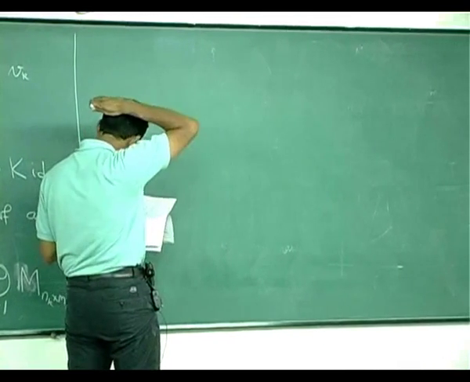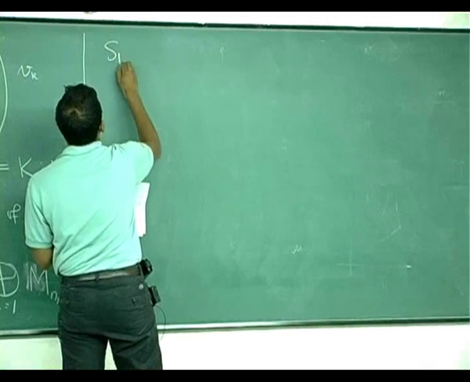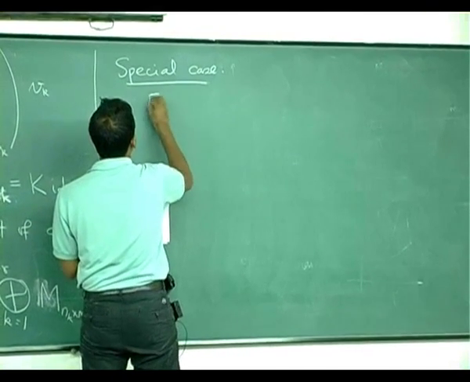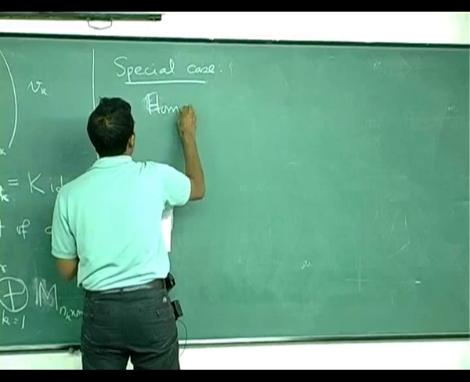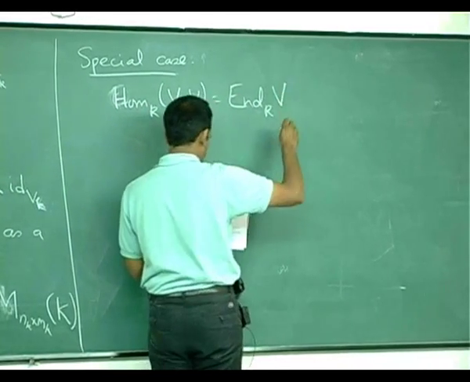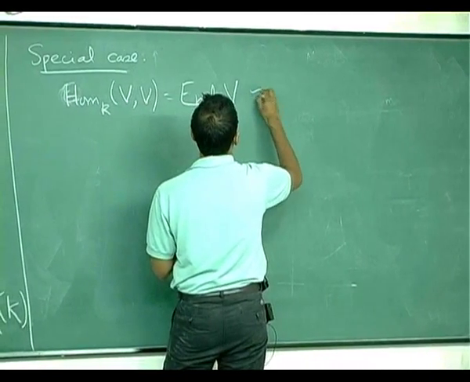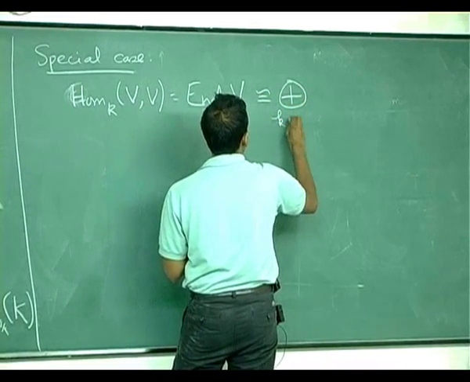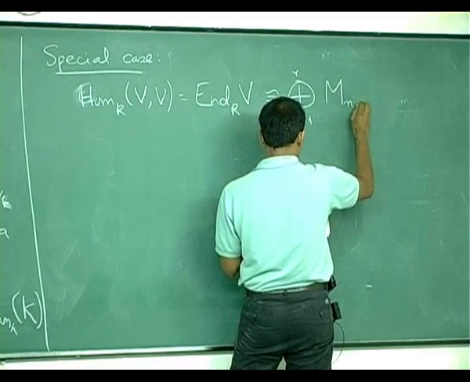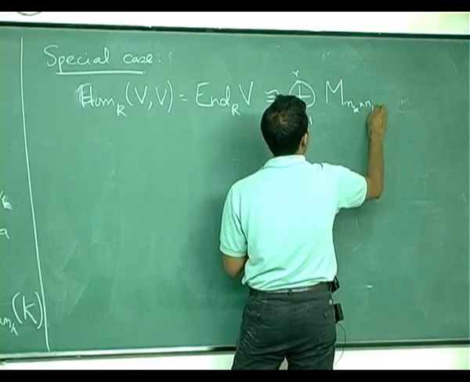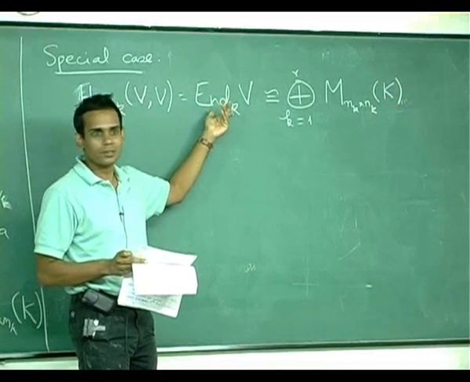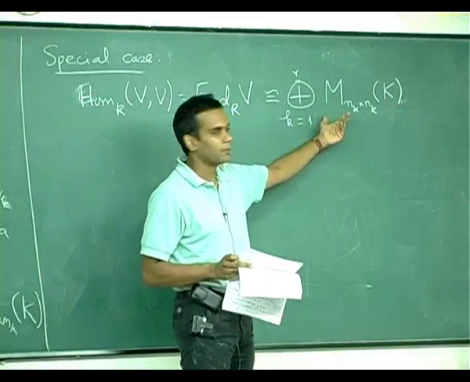So let me just say this. Look at the special case. Suppose V is equal to W, then what we have is Hom_R(V, V), which I'll usually denote as End_R V. This can be thought of as the direct sum, k goes from 1 to R, of Mk by Mk matrices. This is always an algebra because you can just compose these things. And what we are saying is that this is actually a sum of matrix algebras.